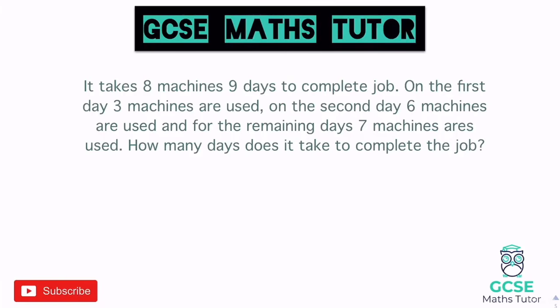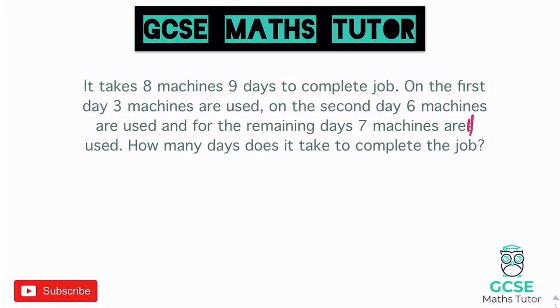There's a lot more words in this question. It says it takes 8 machines 9 days to complete a job. On the first day 3 machines are used, on the second day 6 machines are used, and for the remaining days 7 machines are used. I just realised that says are's used. There we go, let's get rid of that. It should just say are used. How many days does it take to complete the job?